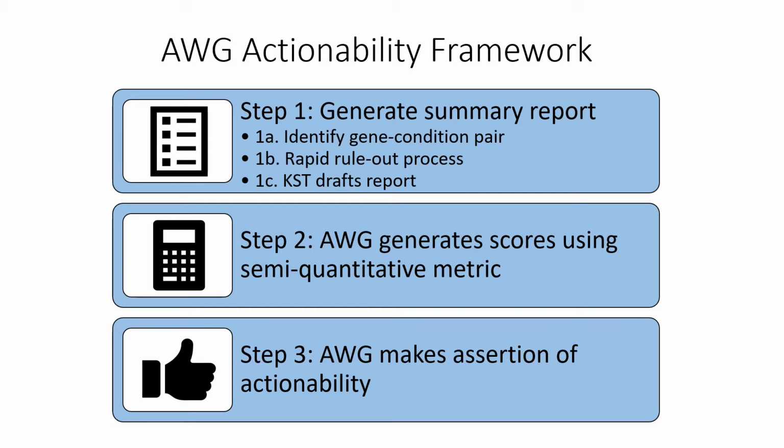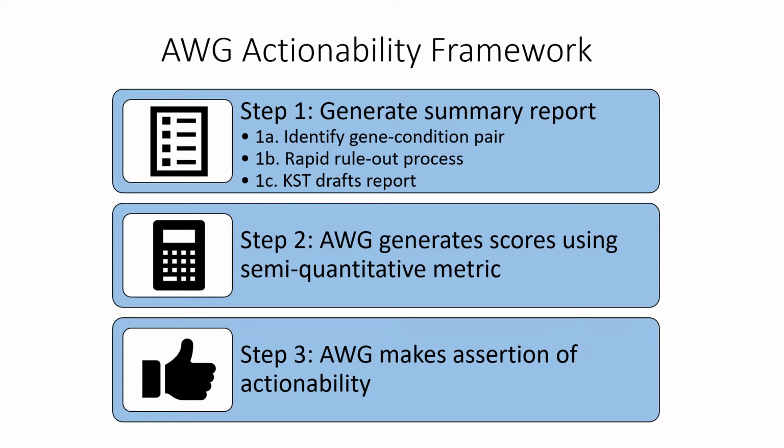For the AWG actionability framework, there are 3 overarching steps. Step 1 is generating the actionability summary report. So we start with identifying gene condition pairs to assess for actionability. We then have a rapid rule-out process to determine whether this gene condition pair meets minimal criteria for having clinical actionability. If it passes this rule-out process, we go on to draft a summary report for clinical actionability.